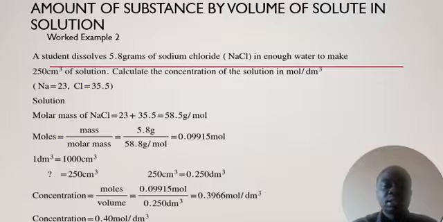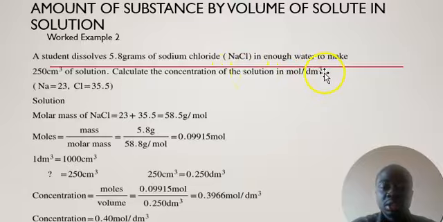Let's try our last example. So our second example: a student dissolves 5.8 grams of sodium chloride, this is the formula, in enough water to make 250 centimeter cube of solution. Calculate the concentration of the solution in mole per decimeter cube.